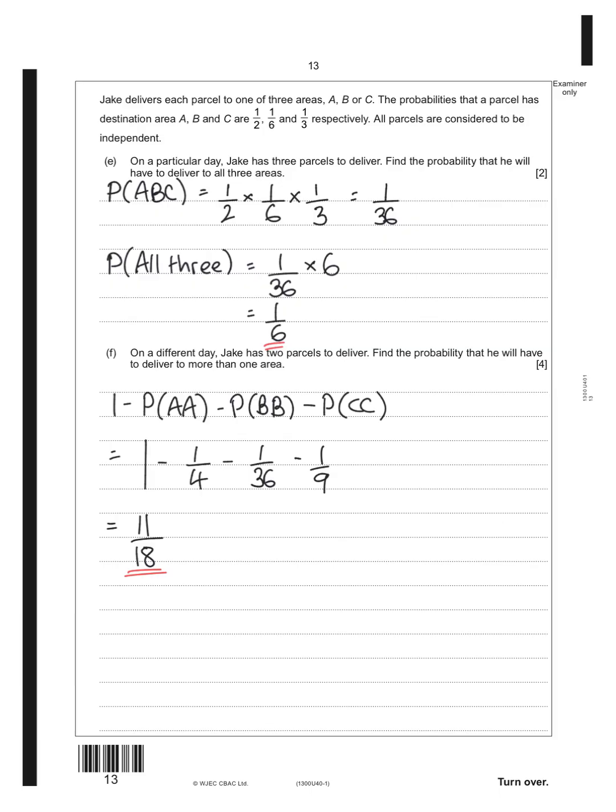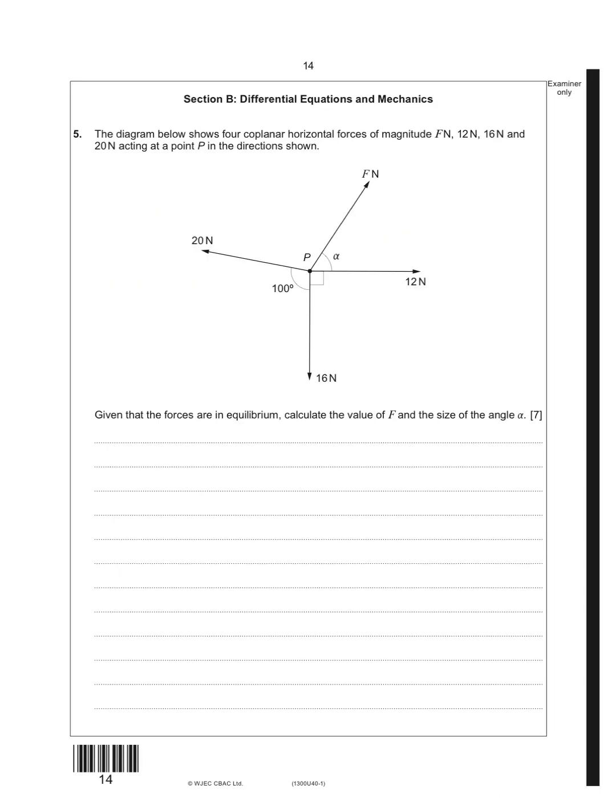Okay, maybe the next question will also contain Jake. Let's have a look. Moving on. Nope. Onto the mechanics section. So here we go.